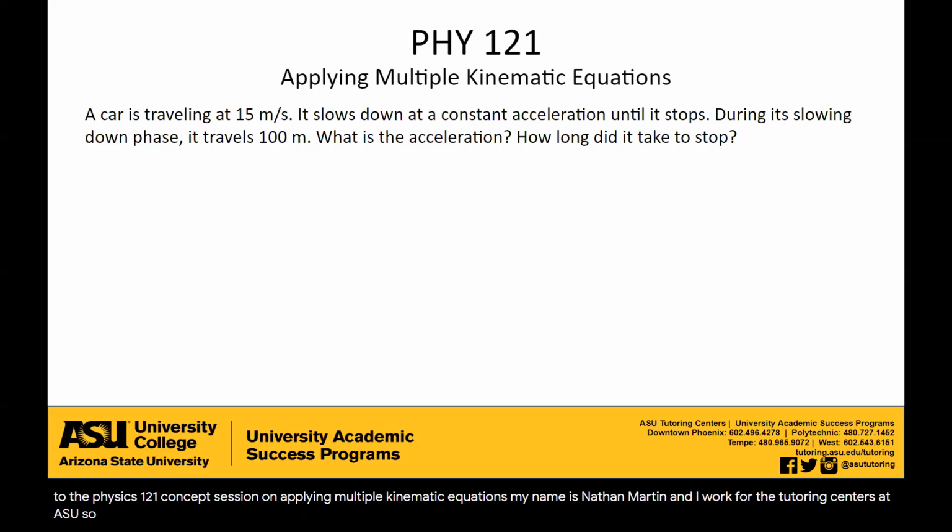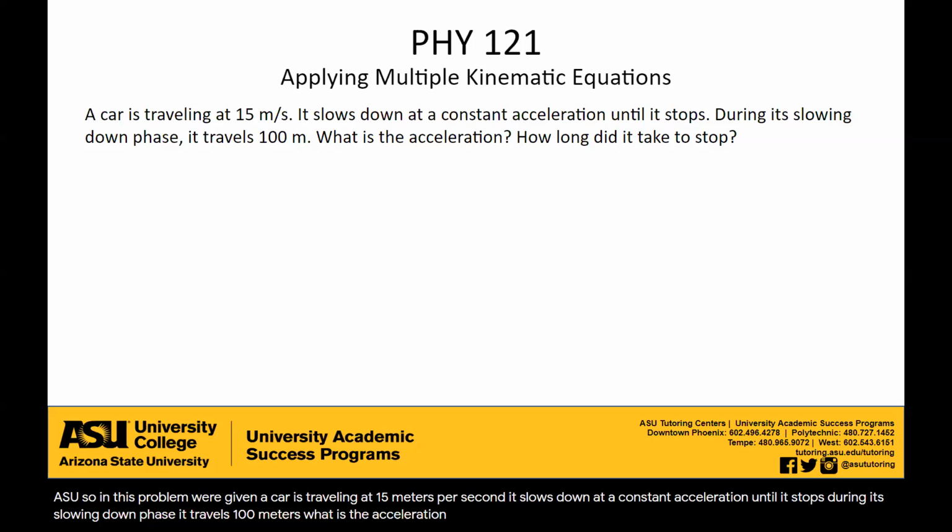So, in this problem, we're given a car is traveling at 15 meters per second. It slows down at a constant acceleration until it stops. During its slowing down phase, it travels 100 meters. What is the acceleration and how long did it take to stop?